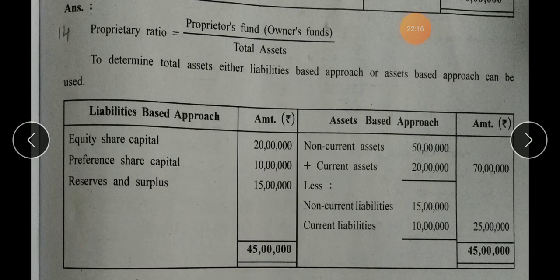And we have obtained the answer, and if you see, the answer is the same. 70 lakh minus 25 lakh gives you 45 lakh. Also here it is 45 lakh. So we have obtained shareholders' fund. We have calculated it on the basis of the liabilities based approach and also on the basis of the assets based approach. So 45 lakh is the answer for shareholders' fund.